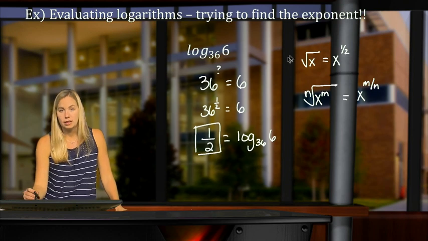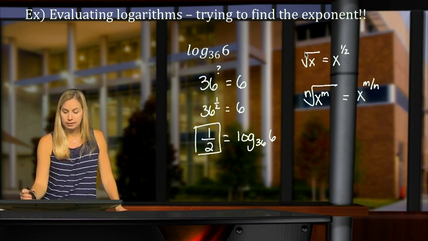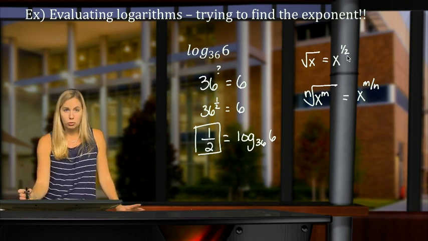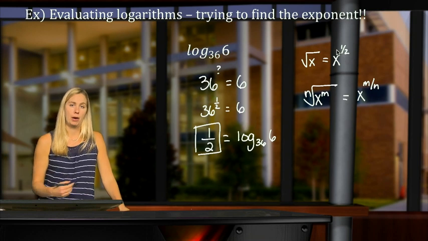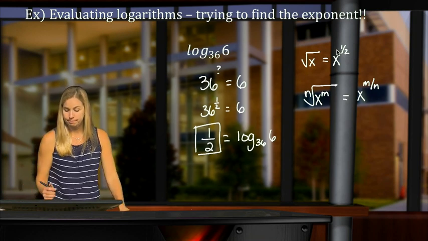So we can see that with this concrete example of the square root of x. The index here is 2. Even though we don't write it, we know that the index is 2 for a square root. And the exponent on x is 1, so that's how we got a power of 1/2 for this one.